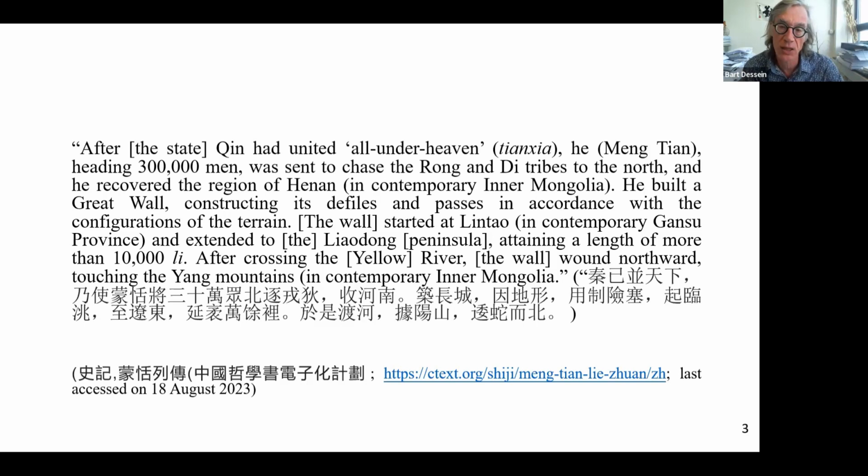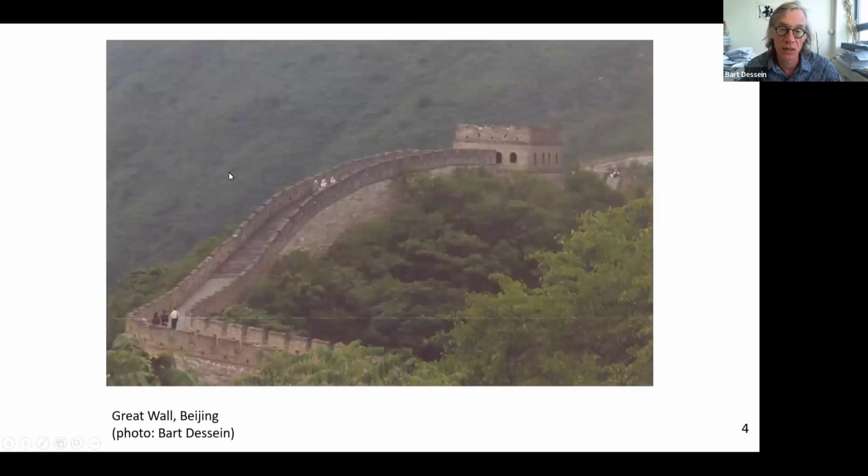To the north of the Chinese agricultural land, there lived nomadic people, and there was the fear that these nomadic people would invade the agricultural lands of China, and that is why the wall was built. And the wall was built, as you can see in this quotation, following the natural terrain of the Chinese landscape. This is very famously to be seen here at the wall to the north of Beijing, where you can really see that the wall is following the mountainous terrain.